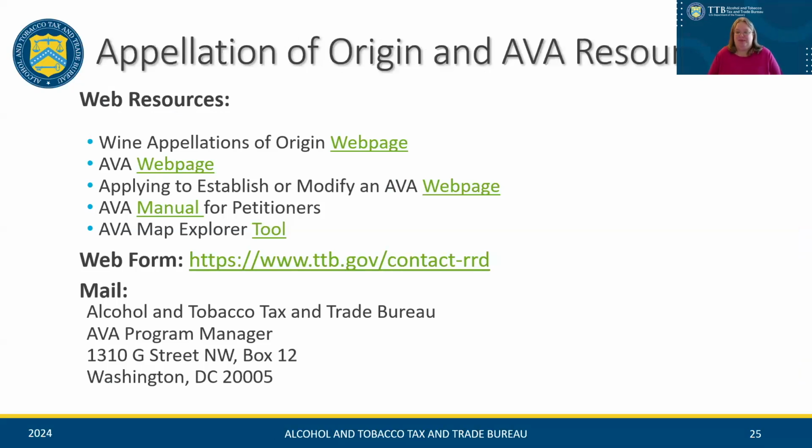So now that we've gone through what happens once TTB gets your petition, that's pretty much the final step of the AVA process, and your AVA is established. And that's a lot of information we've covered today. So here's a list of some web resources that you can use to help you draft your petition. We have a web page on wine appellations of origin, a web page just for AVAs, a web page that tells you how to apply to establish or modify an AVA, and we even have a handy-dandy AVA manual for petitioners that goes into much greater detail the different steps that I listed. And finally, we have the AVA Map Explorer tool.